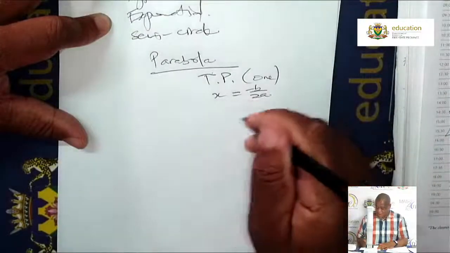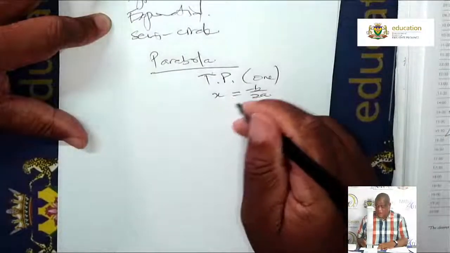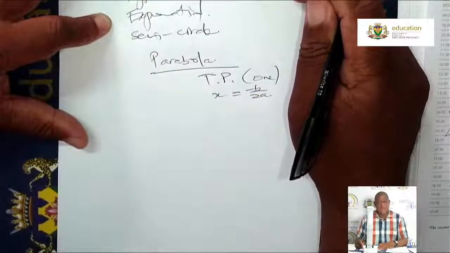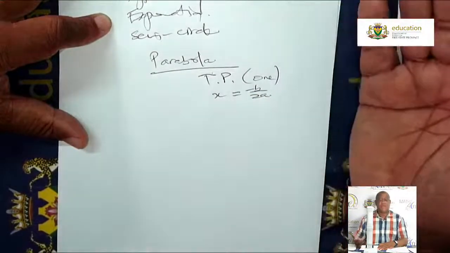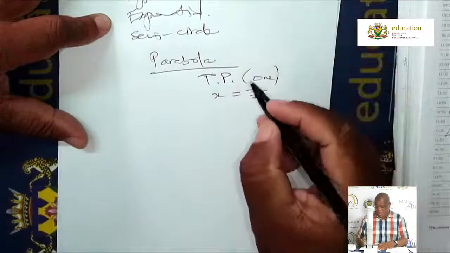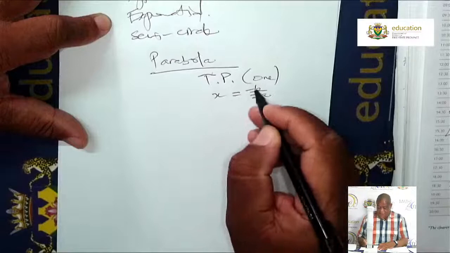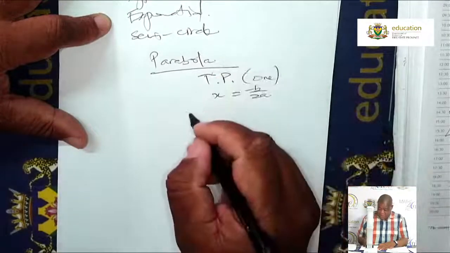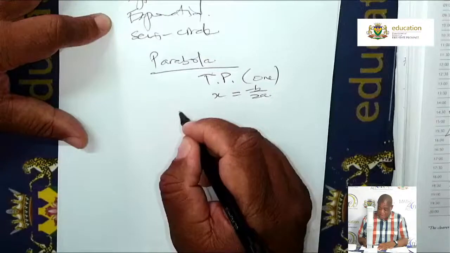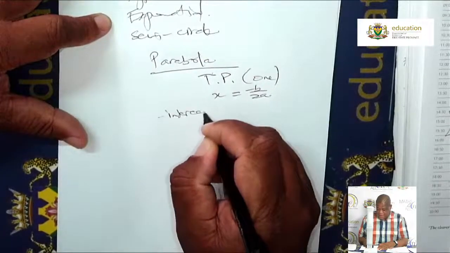And once we have found our x value, we take the x value, substitute in the given equation, and from the given equation, we shall be able to get the corresponding y value. That will be our turning point on the parabola. After getting your turning point, you now have to know how to get your intercepts. Very key. Intercepts.